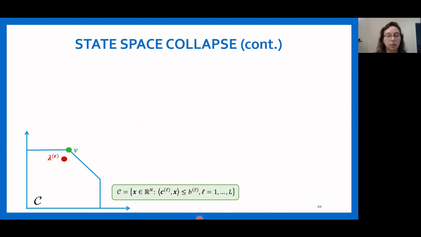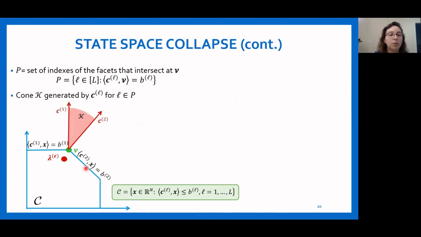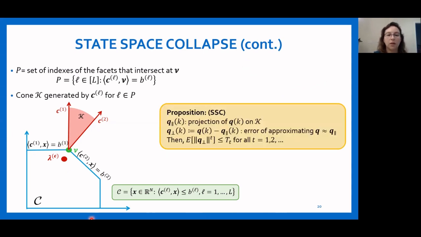So how do we prove state-space collapse? We will call P the set of indexes of the facets that intersect at nu. In this example, the set P will be 1 and 2. We will prove that the cone K generated by C1 and C2, which determine these facets that intersect at nu, is the subspace where state-space collapses. In other words, if we call Q parallel the projection of Q on K, and Q perp the error of approximating Q by Q parallel, then we can prove that the moments of the norm of Q perp are bounded. Therefore, as epsilon goes to 0, Q and Q parallel are very similar.